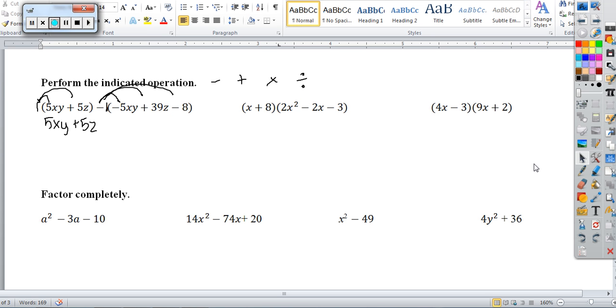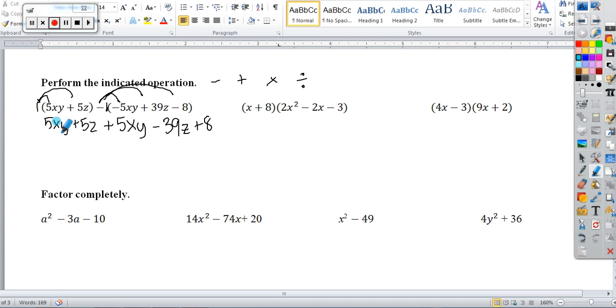Okay, sorry about that. So we're going to distribute this negative 1 so that we can get these terms out of the parentheses. So negative times negative is a positive 5xy. Negative times positive is a negative 39z. And negative times negative is a positive 8. Alright, so now what we're going to do is we're going to combine our like terms.